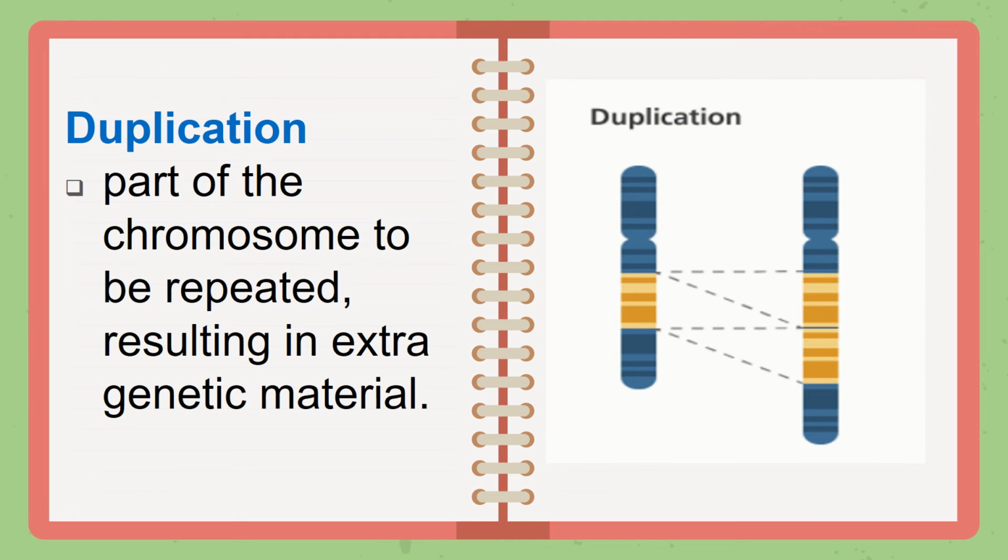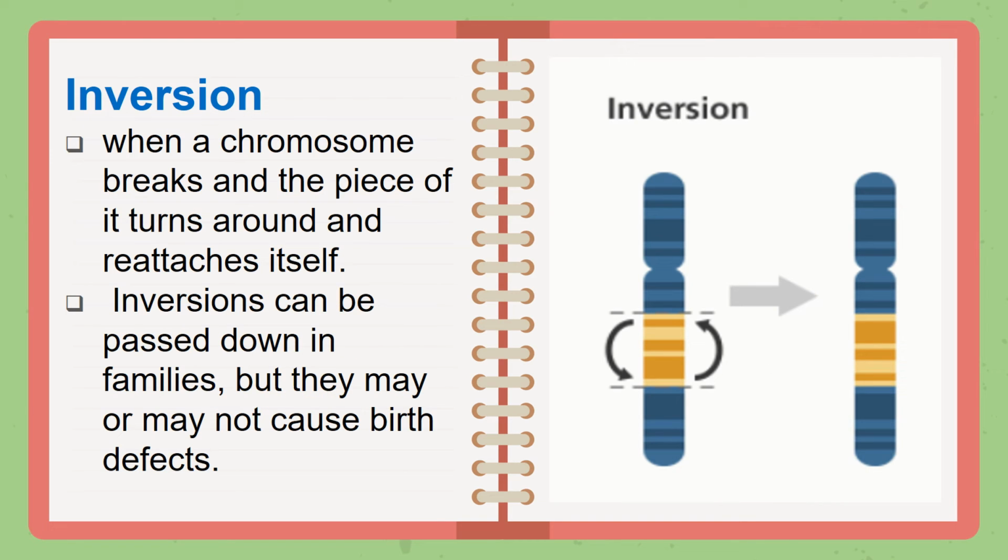The second structural abnormality of the chromosome is the duplication. Some part of the chromosome is repeated, resulting in extra genetic material. Another abnormality is the inversion. It is when a chromosome breaks and the piece of it turns around and reattaches to itself. Inversions can be passed down in families, but they may or may not cause birth defects.